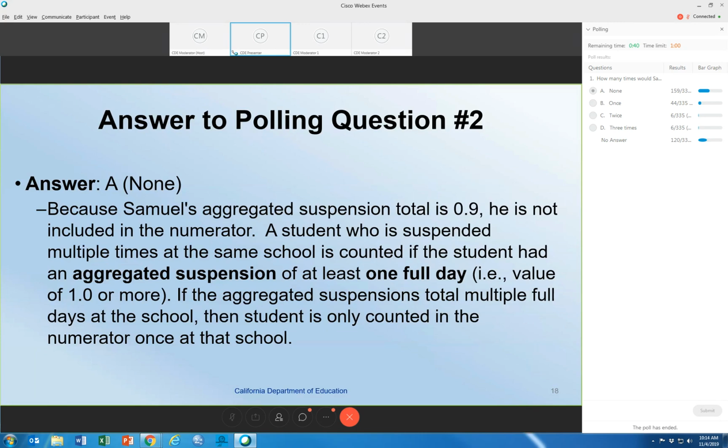So again, we'll revise. I remind everyone that a student who's suspended multiple times at the same school is only counted if that aggregate suspension is equal to or exceeds 1 full day, 1.0 or more. If the aggregate suspensions total multiple full days at a school, the student is still only counted once in the numerator at that school.